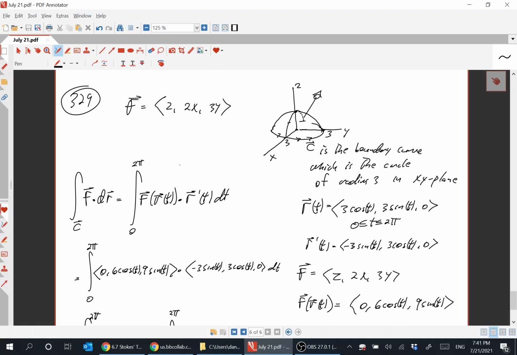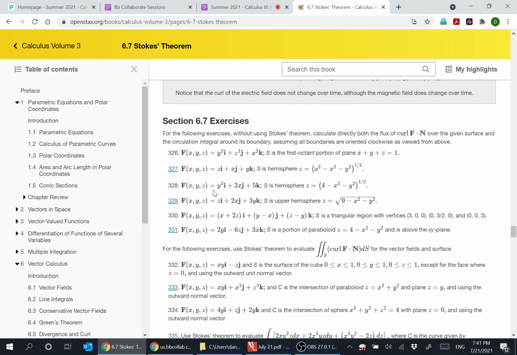We could also calculate the surface integral. I'm not exactly sure what it is they're asking here. For the following exercises, without using Stokes' theorem, calculate directly both the surface integral of curl of f dot dS and the line integral. So we did the line integral, right? We didn't use Stokes' theorem, because Stokes' theorem would give us the same answer if we did the surface integral. By the way, do you need to use that surface with Stokes' theorem?